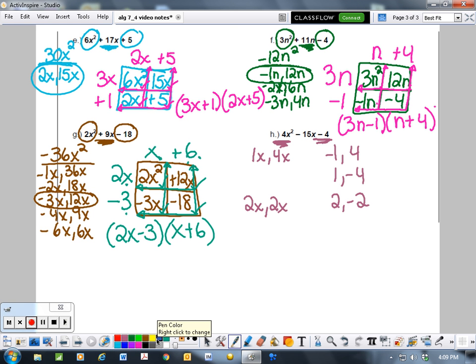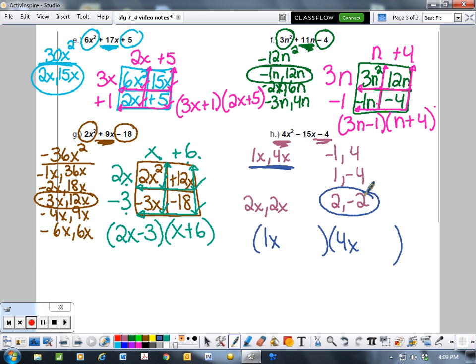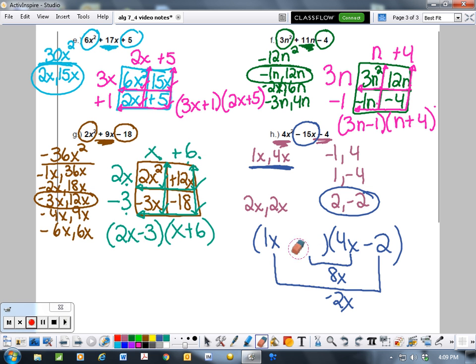So I could start with, okay, I think it's going to be this. So I'm going to go a 1x and a 4x. And then I'm going to try any numbers over here that I want. So I'm going to try this one. So I'm going to try a positive 2 and negative 2. And I'm going to check. This gives me 8x. This gives me negative 2x. Do these two together give me the negative 15x? No. So that doesn't work. So I erase.